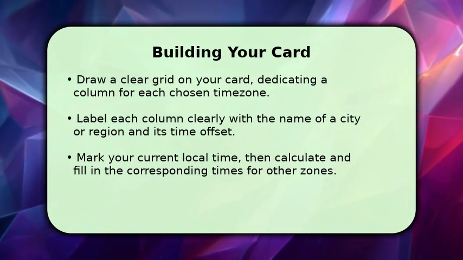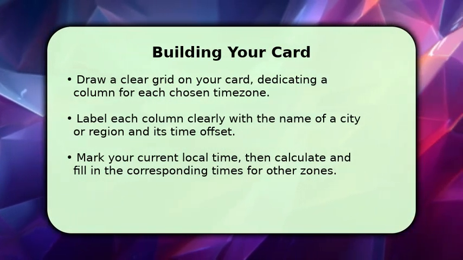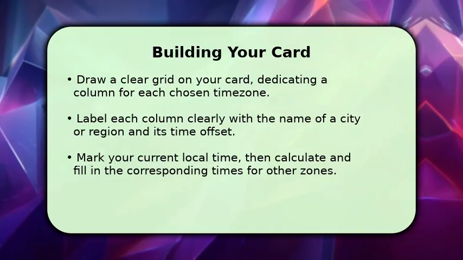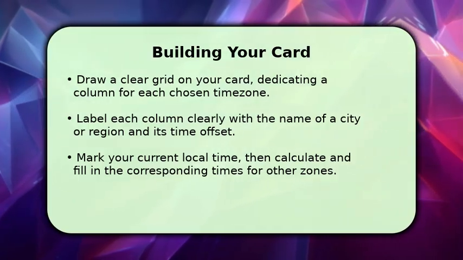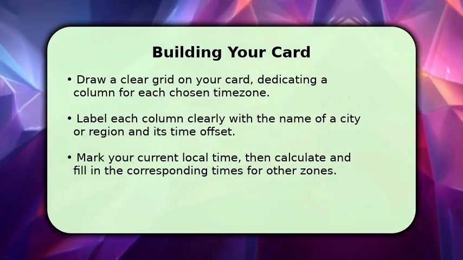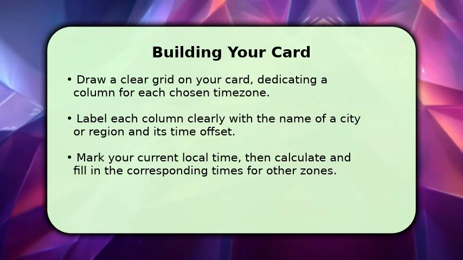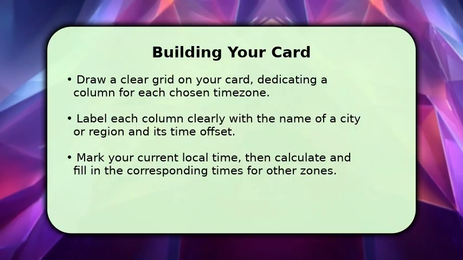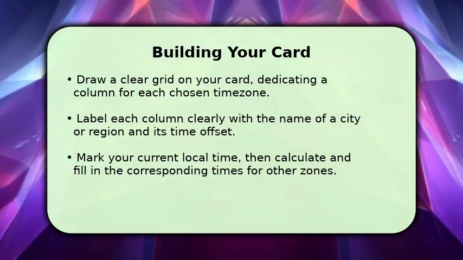Now, let's build your card. Start by drawing a simple grid on your cardstock. Create a column for each time zone you're tracking. Label each column with the city or region and its time difference from your location, like New York 5 hours. Then, mark your current time and calculate the corresponding times for all other zones. This visual aid will be incredibly helpful.